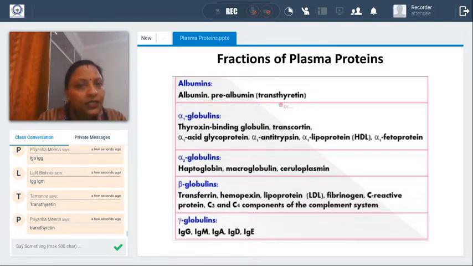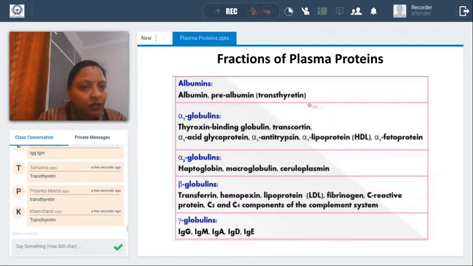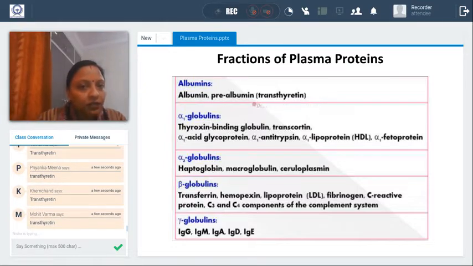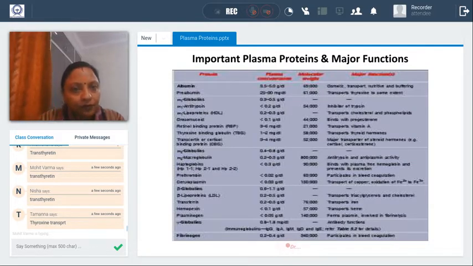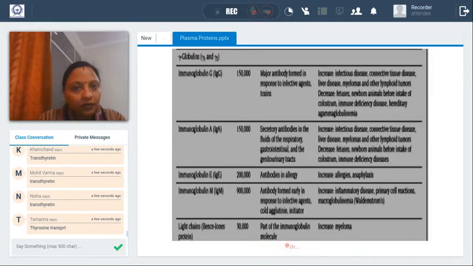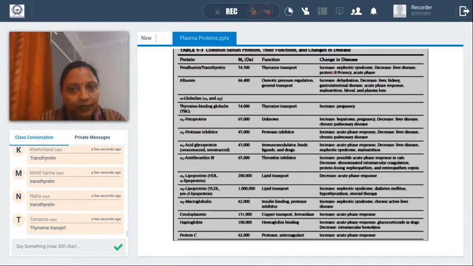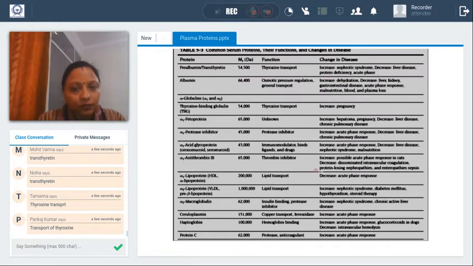Okay, transthyretin. What is the function of this transthyretin? Please write in the box what is the function of this transthyretin. As I earlier told you in the previous slide, this is important for transport of thyroxine. Yes, this is here. Thyroxine transport.